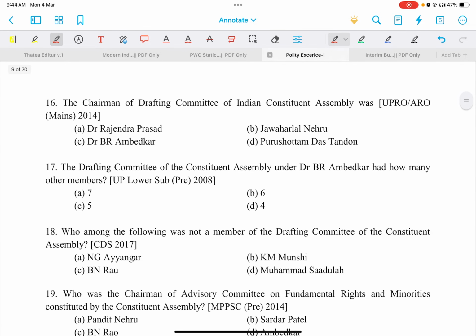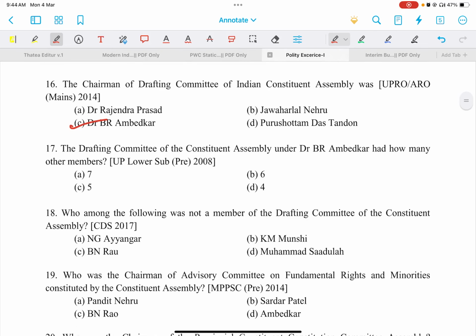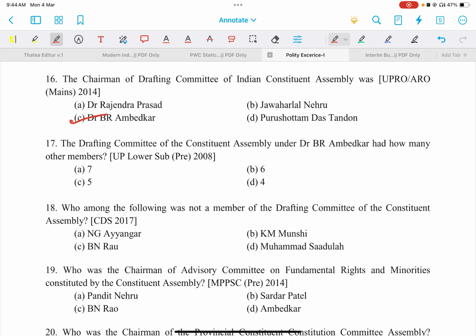Question number 16. Chairman of drafting committee of Indian Constituent Assembly was B.R. Ambedkar. Drafting Committee of Constituent Assembly, B.R.